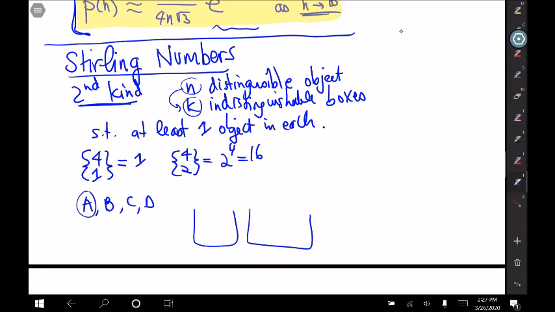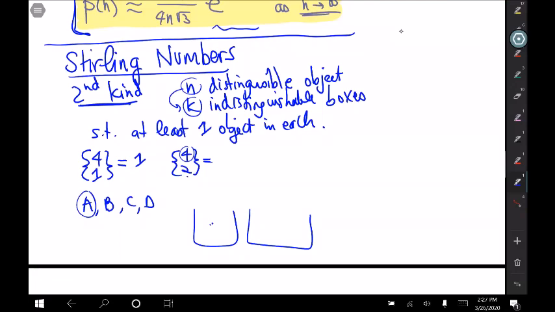Yes, we need to apply the principle of inclusion and exclusion, because there's the possibility that one of the boxes will remain empty, right? So as a result, that's not a good way to do it. Instead, what we can do is first check the cases. There are 2 cases when you place these 4 objects into 2 boxes. What are those 2 cases?